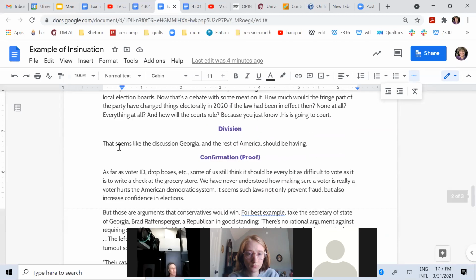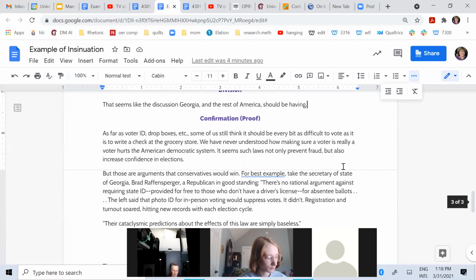Division. So division is the section that is basically the preview. That seems like the discussion Georgia and the rest of America should be having, which is, what will this law do? Not, is this an example of racism, but what exactly will this law do to society? And they don't think anything, actually. Then the next section is confirmation or proof. And here's their basic argument.